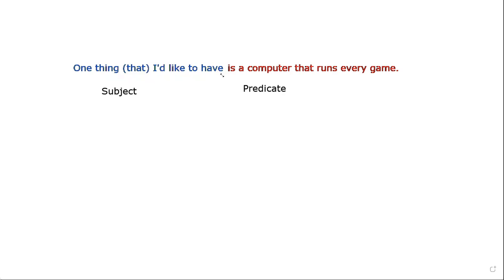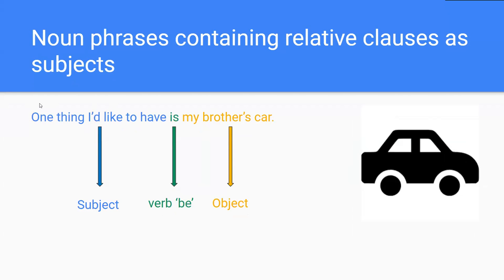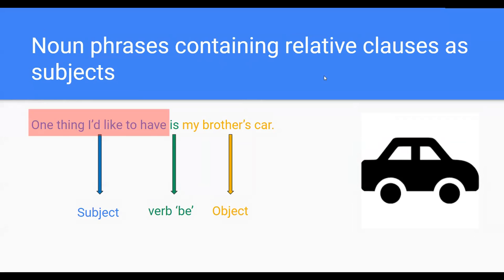So if you said one thing I'd like to have, right, is working, this is what we're talking about, right? We're talking about this part right here. This is something, you know, I'd like to have. So the point is that, all right, let's go back to the presentation. So this part right here, we know why that is a relative clause, right? But this part right here is what's called the relative clause. Now, this is working as the subject because this is what this is talking about, right?